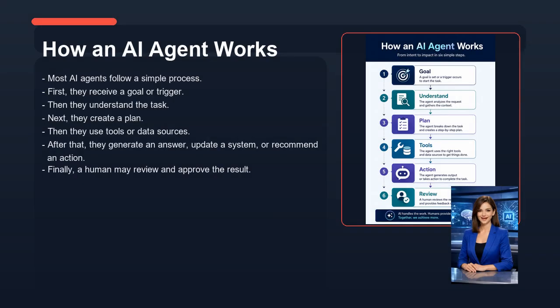Now let's look at how an AI agent works. Most AI agents follow a simple process. First, they receive a goal or trigger. Then they understand the task. Next, they create a plan. Then they use tools or data sources. After that, they generate an answer, update a system, or recommend an action. Finally, a human may review and approve the result.